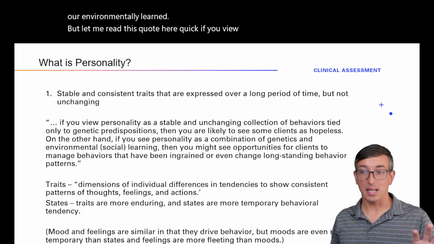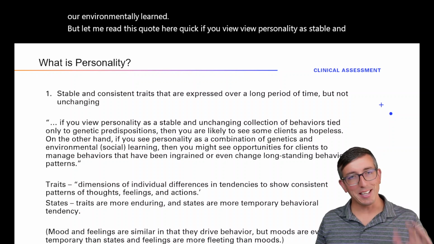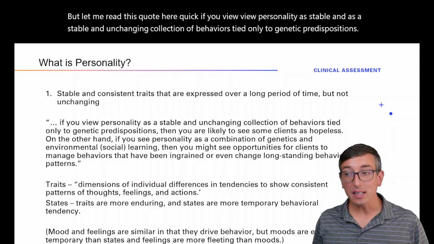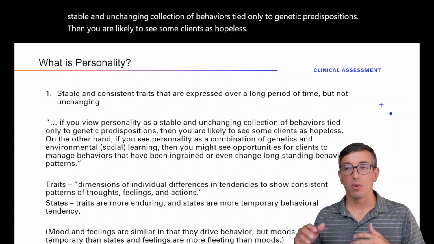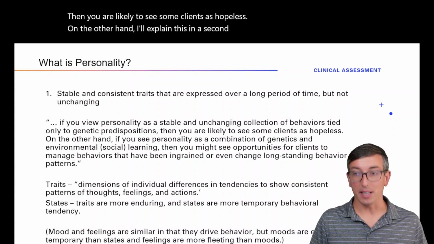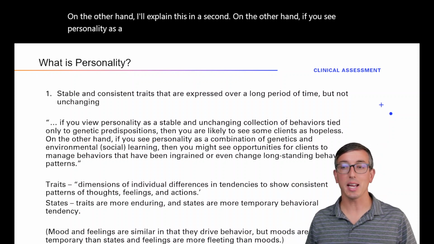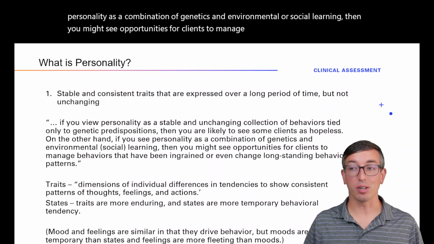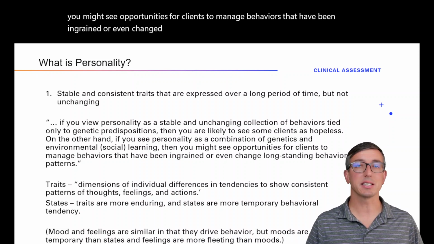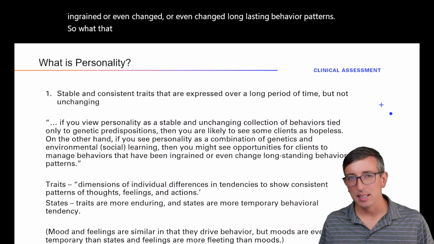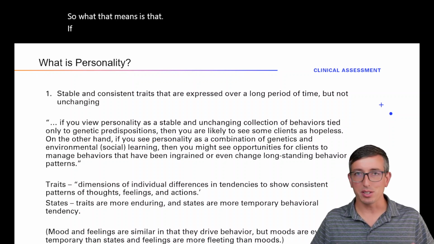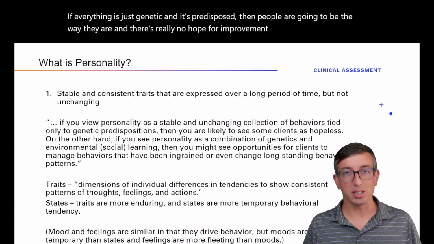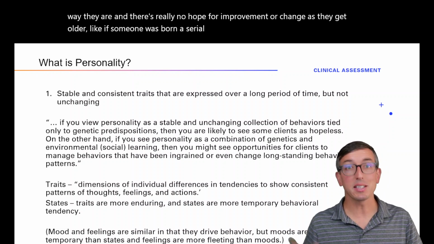If you view personality as a stable and unchanging collection of behaviors tied only to genetic predispositions, then you are likely to see some clients as hopeless. On the other hand, I'll explain this in a second, if you see personality as a combination of genetics and environmental or social learning, then you might see opportunities for clients to manage behaviors that have been ingrained or even change long-lasting behavior patterns. So what that means is that if everything is just genetic and predisposed, then people are going to be the way they are, and there's really no hope for improvement or change as they get older. Like if someone was born a serial killer, they're going to be a serial killer.